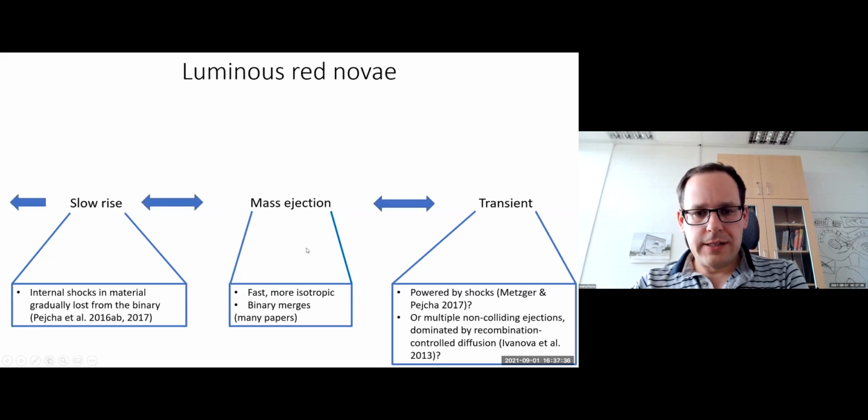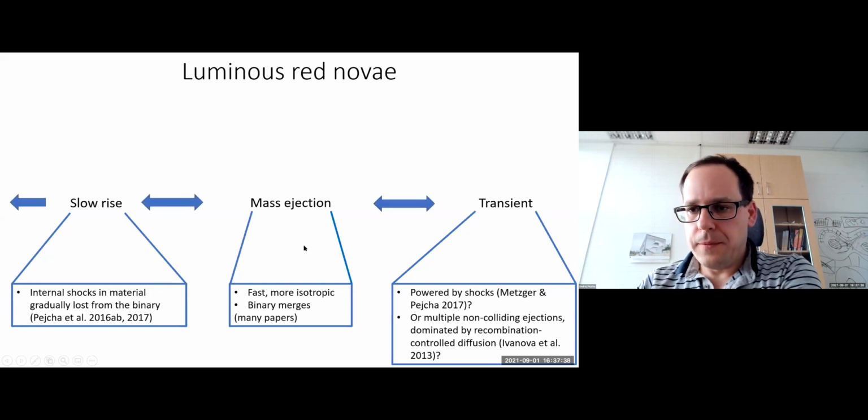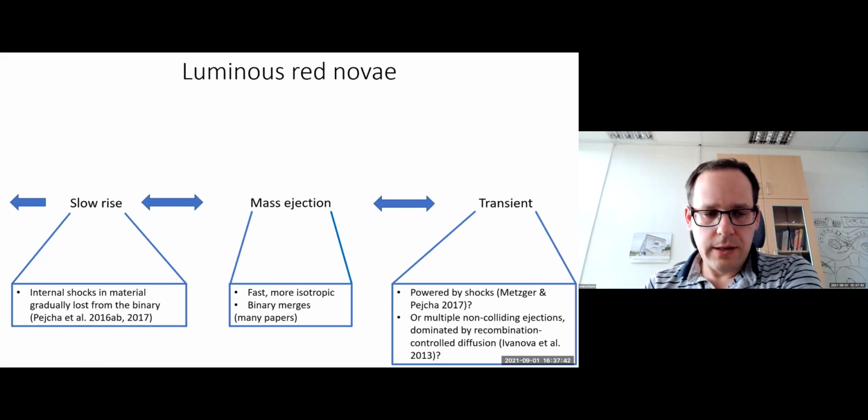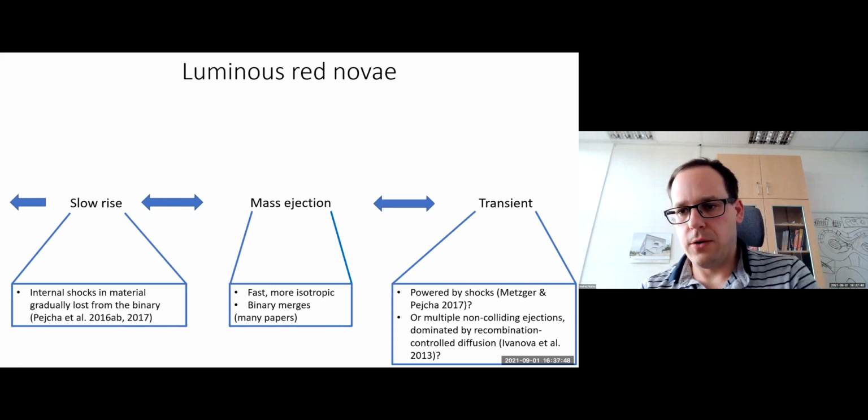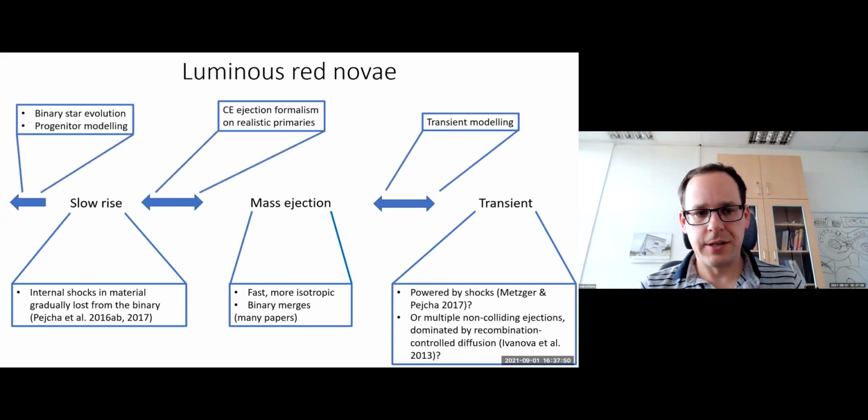However, these three stages are connected together, and what we aim to do in our paper with Nadia and Jakub was to investigate these connections and provide a uniform or connected picture that covers everything from before the observations to the peak of the transient.